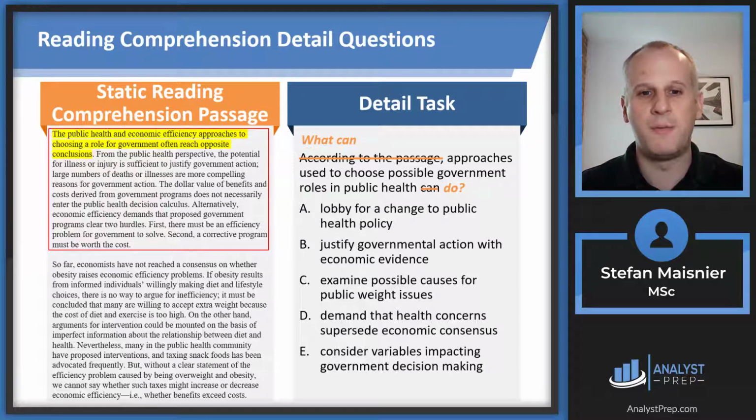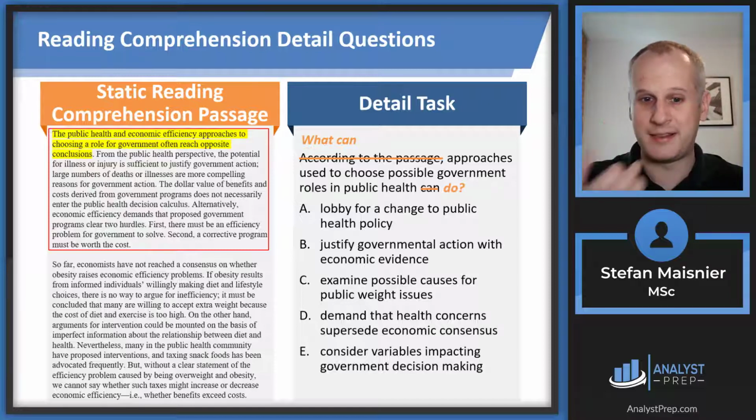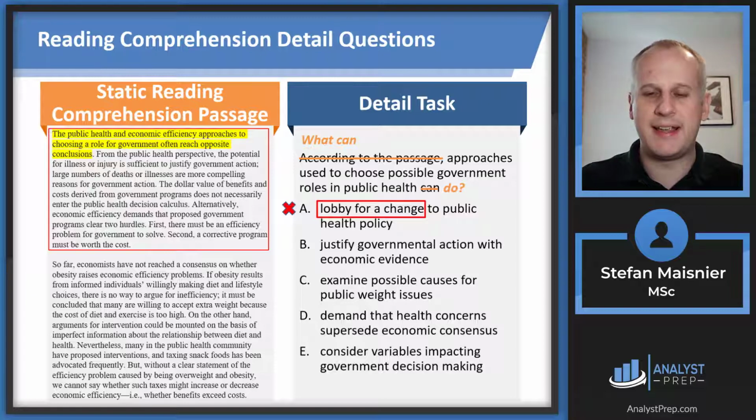So we know that there are different approaches, and they can sometimes reach opposite conclusions. And that's really what should be in our head as we work with our prediction as we go to these answer choices. It's pretty broad. Public health says death and illness is important, doesn't even care about dollar value, and economics, they demand to clear 2 hurdles. So, choice A, lobbying for a change, we don't actually see any lobbying occurring here, right?